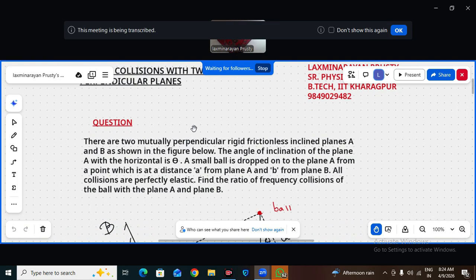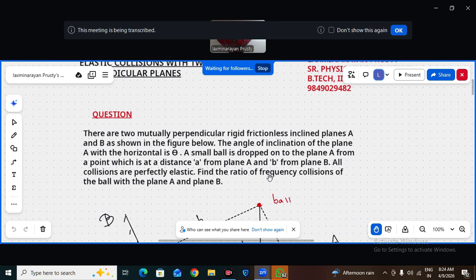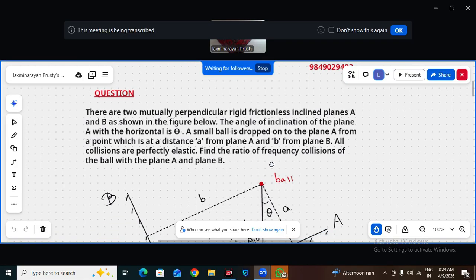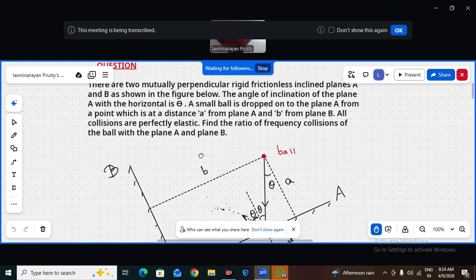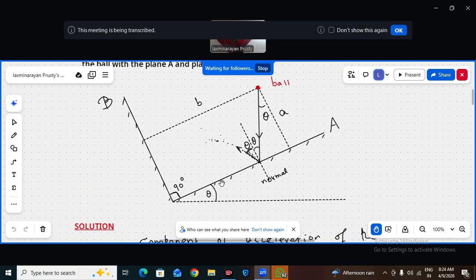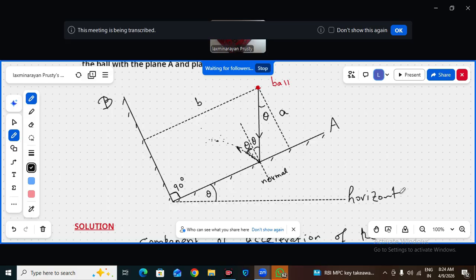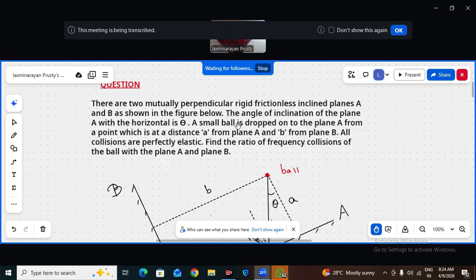So the question is, there are two mutually perpendicular rigid frictionless inclined planes A and B as shown in the figure below. These are the two mutually perpendicular inclined planes. This is the horizontal line. Plane A is inclined at an angle theta with the horizontal, and B is making 90 degrees with A. That's what I have given.